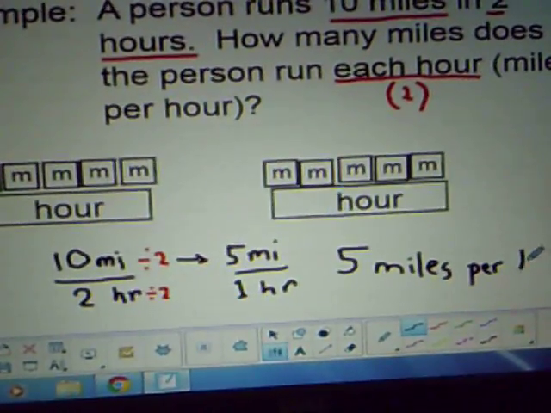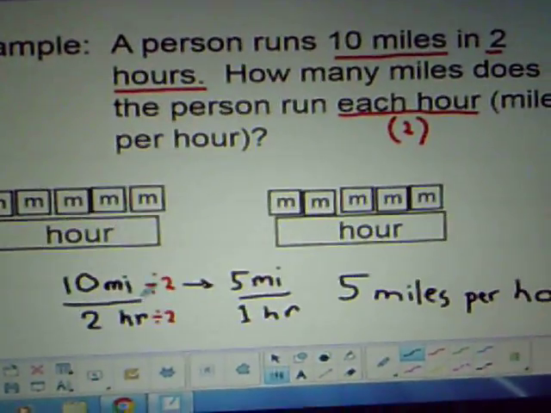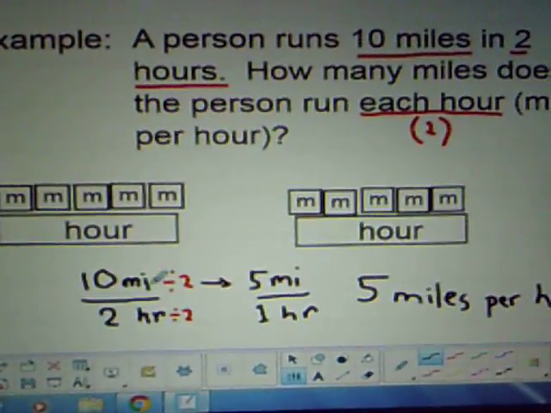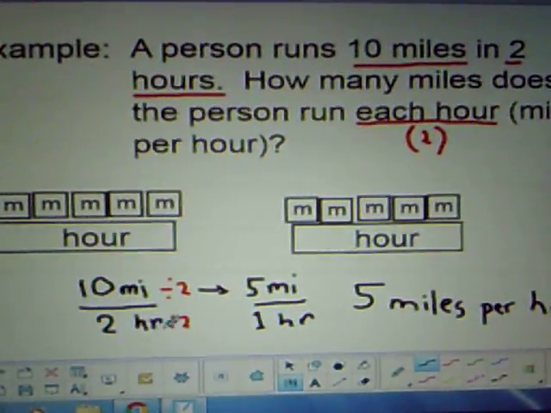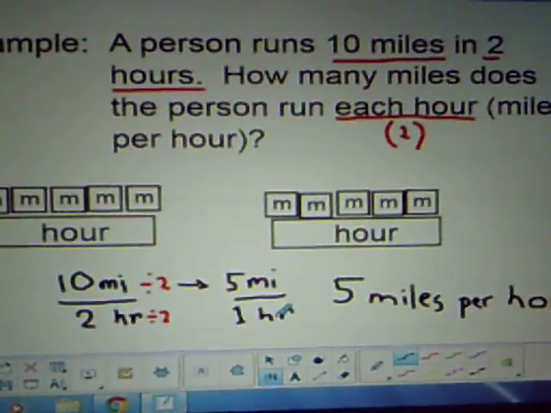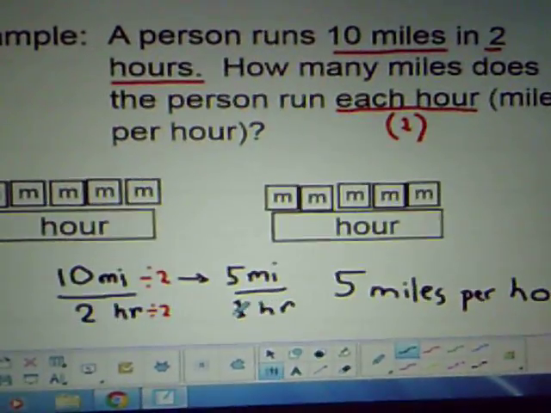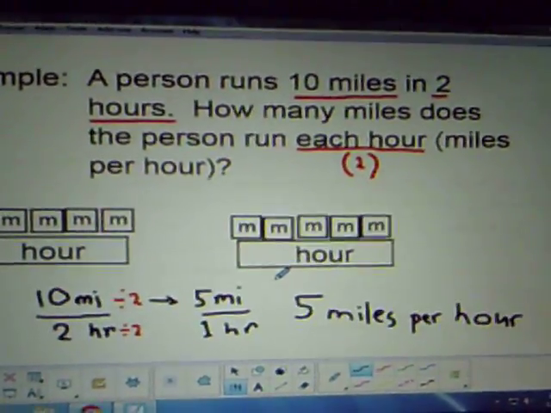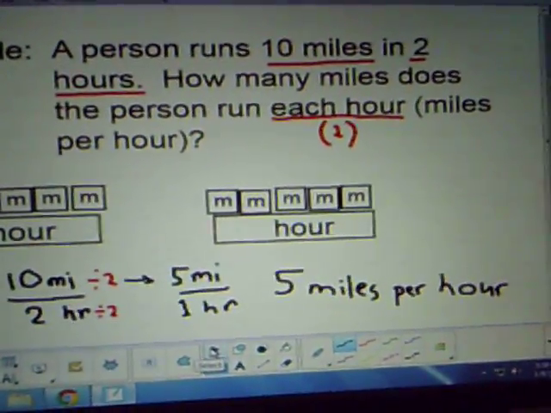Okay, let me just write that down here. We found the unit rate. This here was a ratio, 10 to 2. That's what we started with. But after we divided both by 2, the number of hours, we got 5 miles in 1 hour. This is our unit rate. This is a ratio, and this is a unit rate. It's also a ratio, but one of these numbers is a 1. 1 hour. 5 miles per hour.